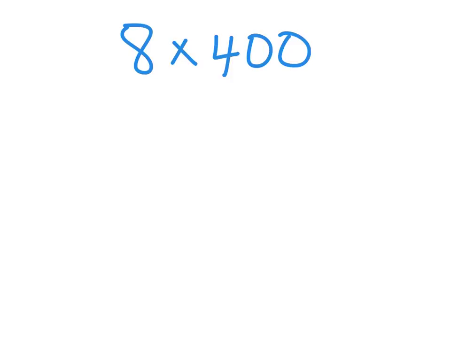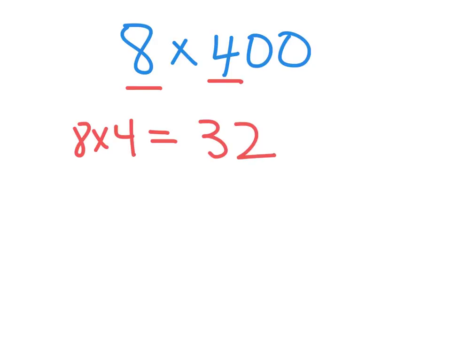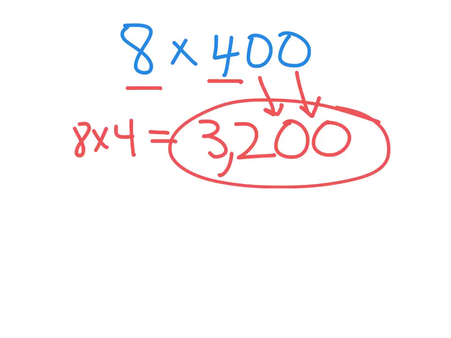8 times 400. First, we multiply the non-zero digits. 8 times 4 is 32, and then we add on, at the end of 32, the zeros from the 400. Since there's 2 zeros in 400, I'm going to put 2 zeros at the end of 32 to get my final answer of 3,200.